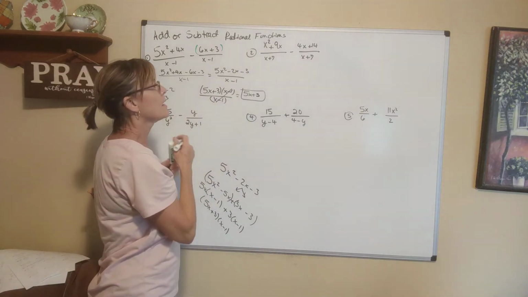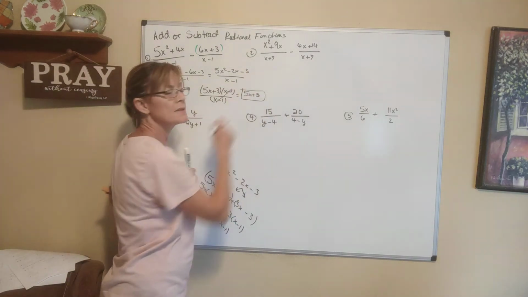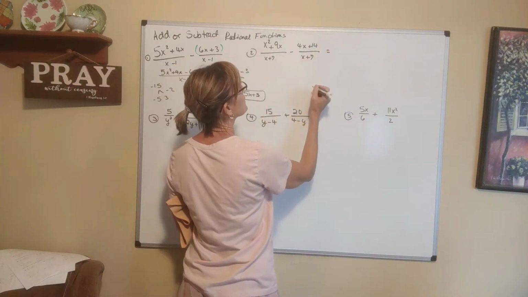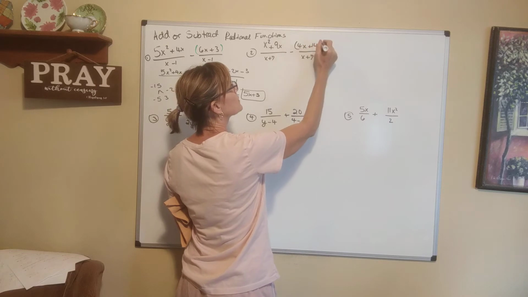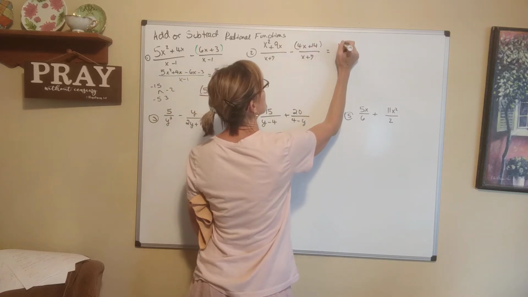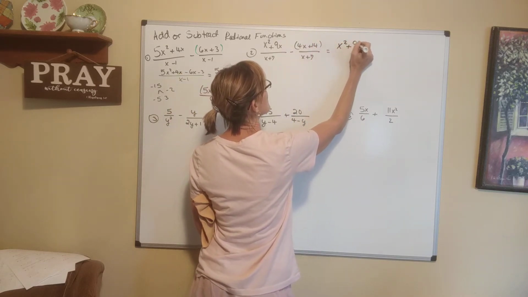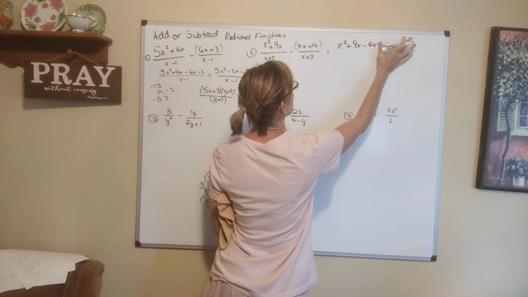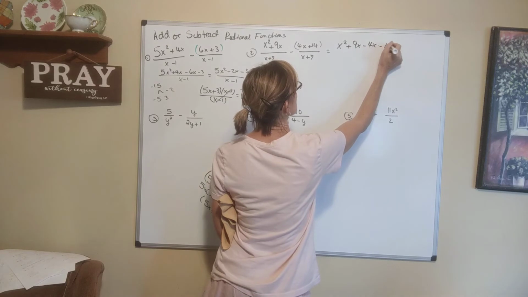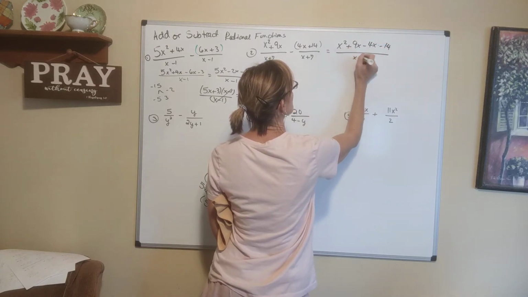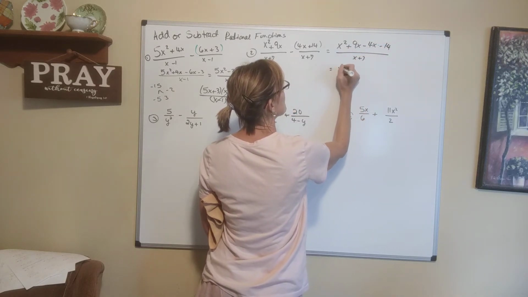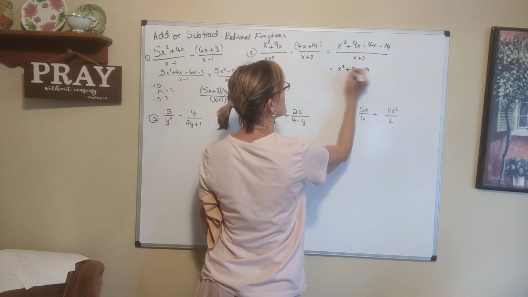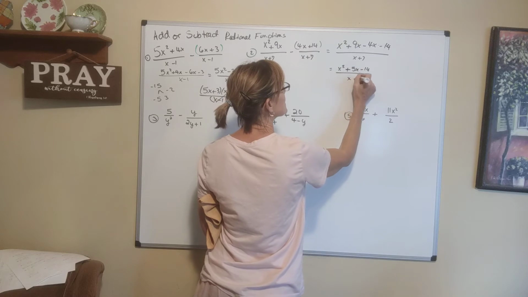Right here, we have a common denominator of x plus 7. So let's go ahead and see what we can do with this. We can combine the numerators, but remember, this is a grouping, so that negative will distribute. We get x squared plus 9x minus 4x minus 14 all over x plus 7. This becomes x squared plus 5x minus 14 over x plus 7.